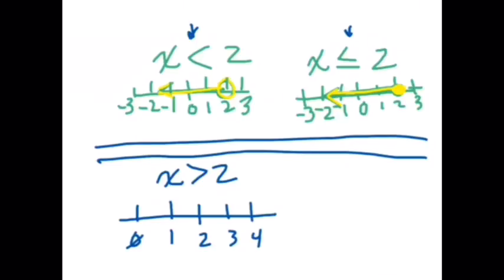So x is greater than 2. So I'm going to put a circle around 2 because it doesn't include 2. And I'm going to go this time in the positive direction. So circle around the 2, line goes in the positive direction, arrowhead goes in the positive direction. This says x is greater than 2, but not equal to 2. 2 is not included. That's why there's only a circle around it.